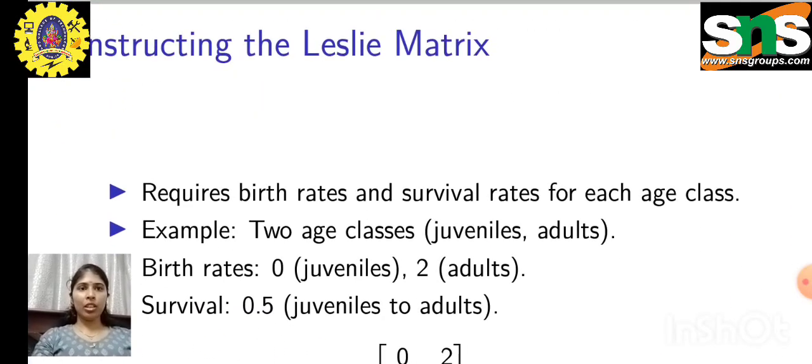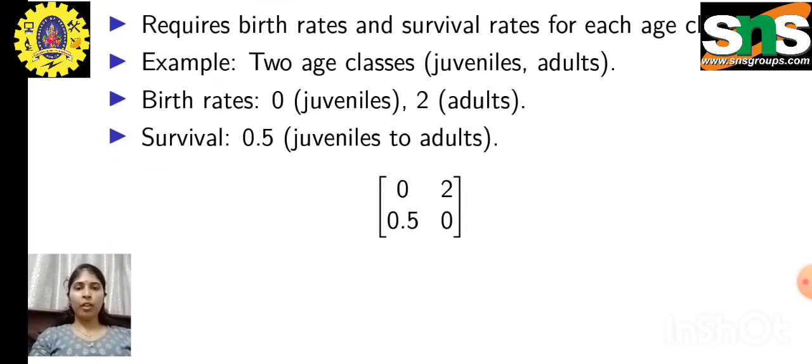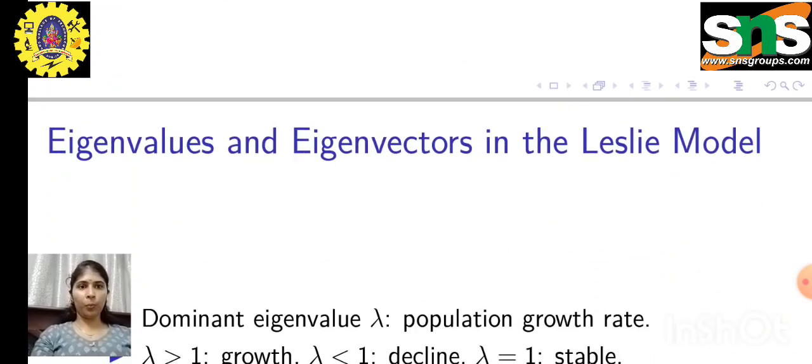Next is constructing the Leslie matrix. This requires birth rates and survival rates for each age class. For example, if we take 2 age classes, juveniles and adults, the birth rate is 0 for juveniles and 2 for adults. Next, the survival rate of juveniles is 0.5. So we can fix the matrix as 0, 2, 0.5 and 0.